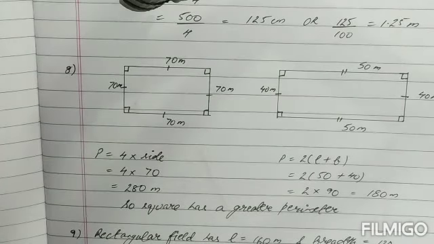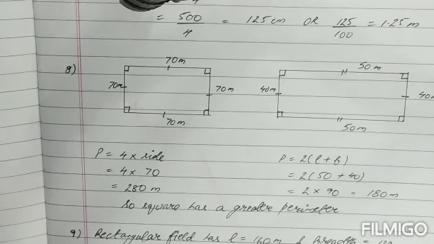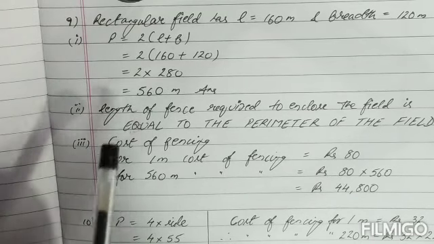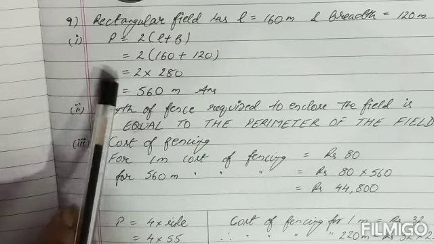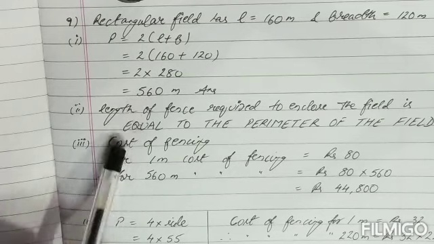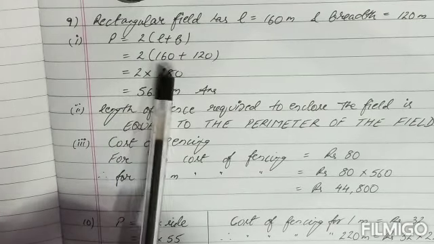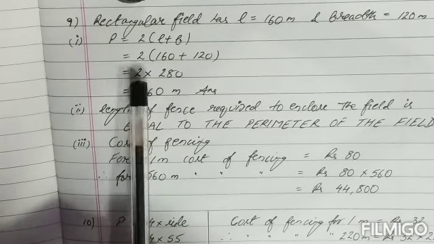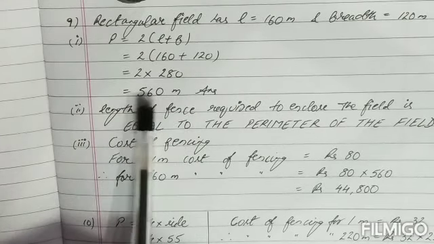Coming to question number 9, children. A rectangular field has length 160 meters and breadth 120 meters. You have to calculate the perimeter. Now in order to calculate the perimeter, children, the formula remains the same. Perimeter is equal to 2 into L plus B. Now place the values 160 and 120, add them, this is 280. So perimeter is 2 into 280, which is 560 meters.